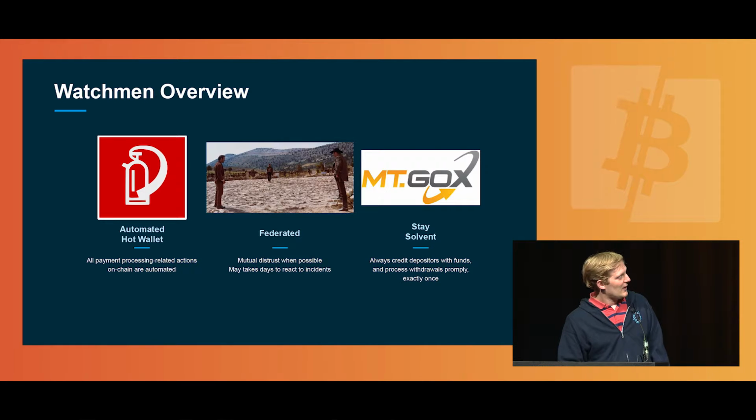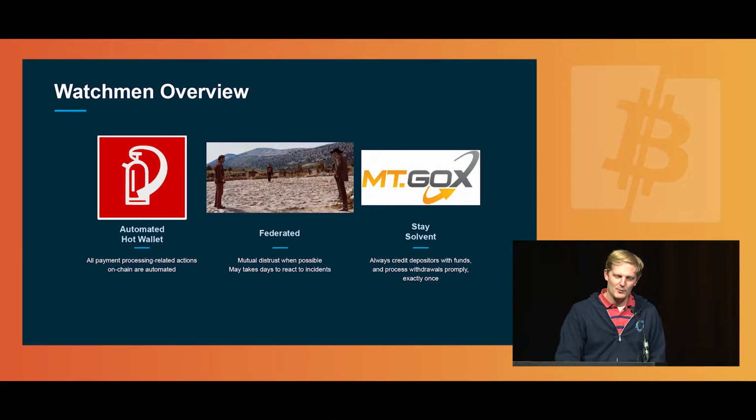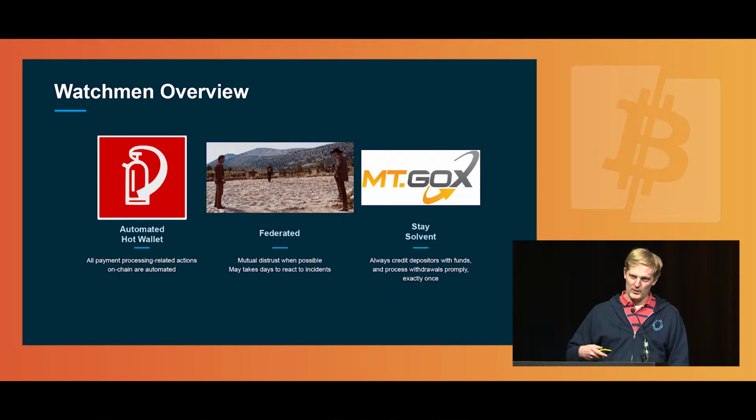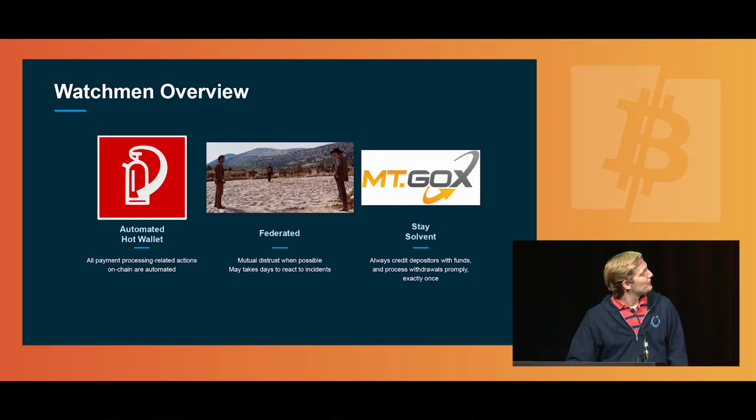It also means that updating this hot wallet takes a while. People have servers in places we don't know. We don't know where they are. They're communicating over Tor. We have to just tell them, hey, update, and then hopefully contractually obligate them to update. And last, we need to stay solvent. We need to credit people when they move money into this system, and when people request money to go out, it has to be withdrawn, processed exactly once. So that's just kind of the 10,000-foot overview.